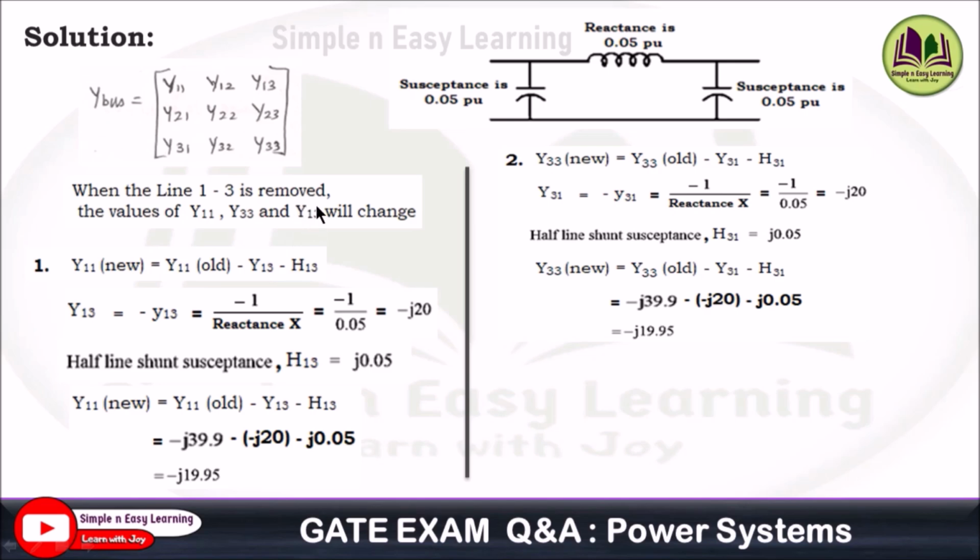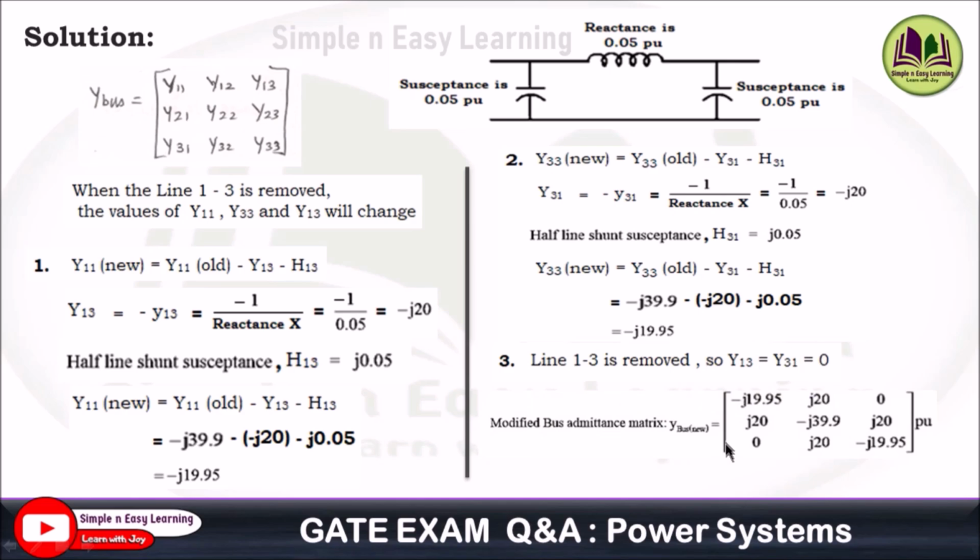And the third value is y13. The line 13 is removed now. In the modified case, y13 is removed, so y13 is equal to y31, and that value will be equal to 0. Okay, so the modified Y bus matrix will be: y11 changed from minus 39.9 to minus 19.95. Similarly, y33 changed to minus 19.95, and y13 and y31 become 0. So this is the final expression. The correct option is option C.